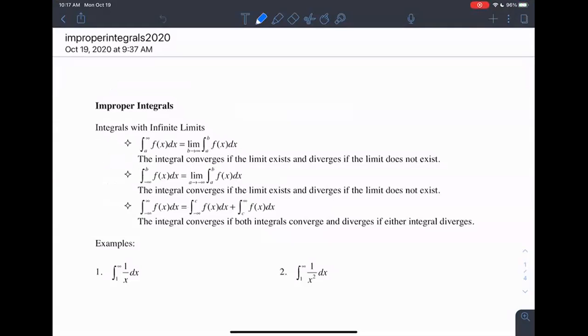So improper integrals take two forms. The first form is going to be integrals with infinite limits. And then the second form is going to be integrals where the integrand is undefined somewhere on the region of integration. So we're going to take the first type, being those with infinite limits. And so it can be that the upper limit is infinite. It can be that the lower limit is negative infinity, or both.